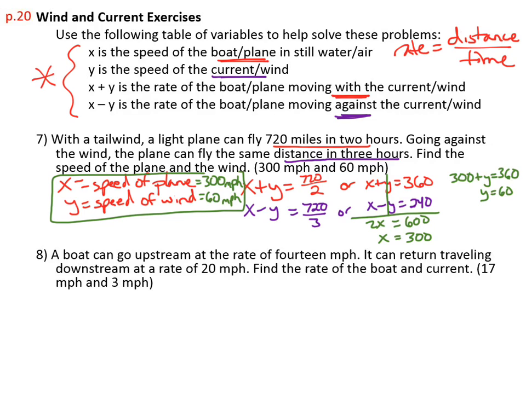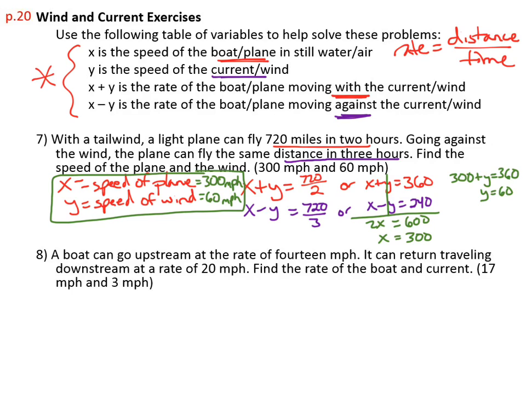So set them up the exact same way every time. X is the speed of the plane or the boat, y is the speed of the wind. X plus y is when you're going with the wind or with the current, and x minus y is when you're going against the wind or against the current. So we'll do one more of these and then we'll be done for the day. We're going to talk about our boat. So we have our plane example, the boat example.